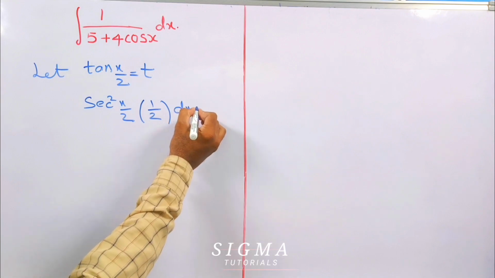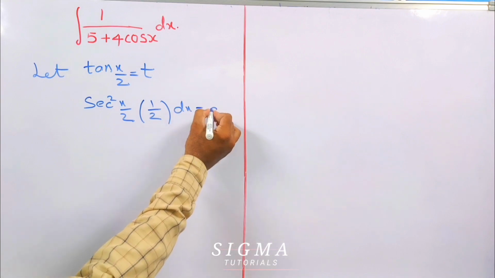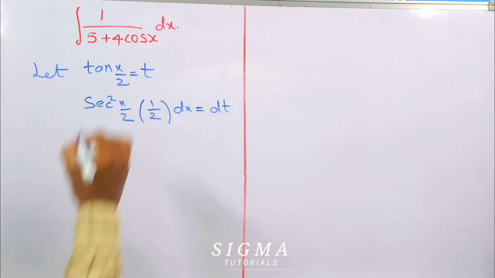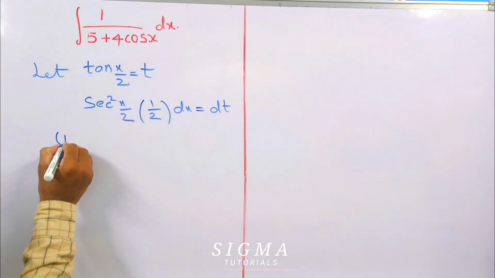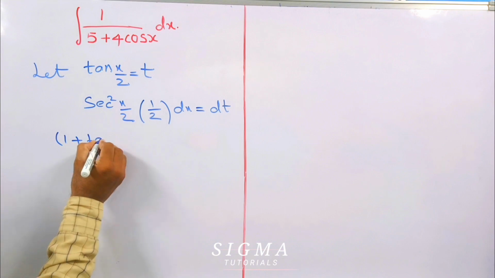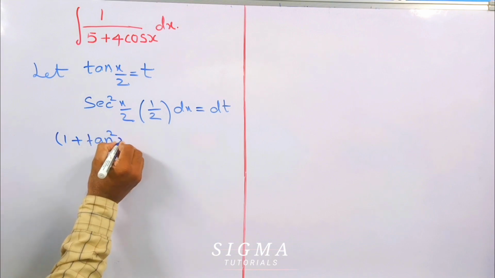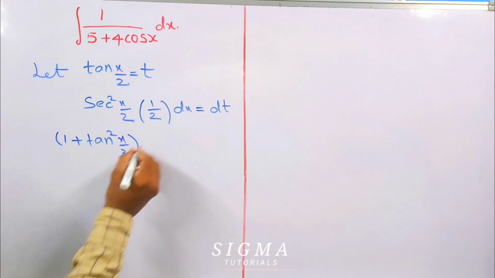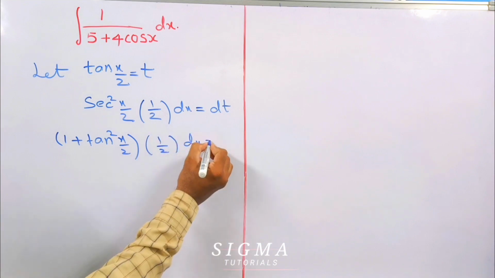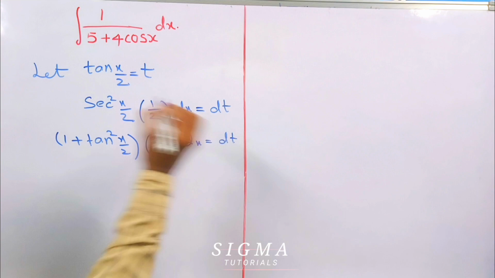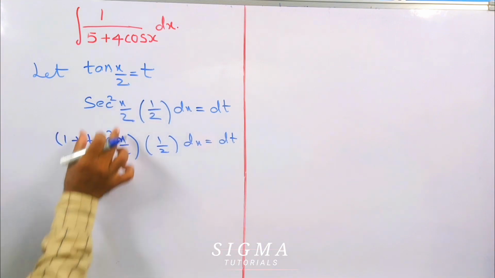dx equals dt. Now in place of secant square x by 2, we can write 1 plus tan square x by 2, and 1 by 2 dx equals dt. Only the change is here.